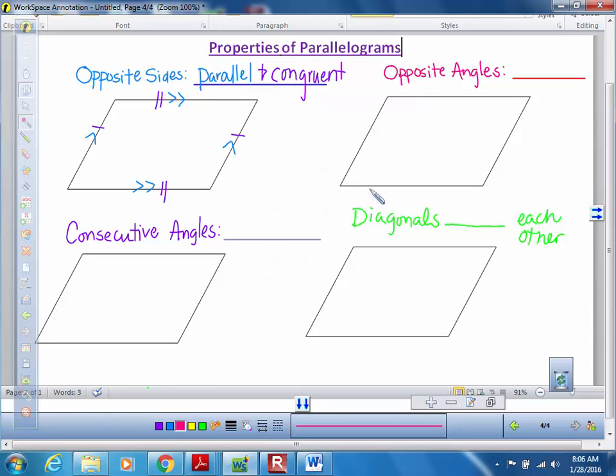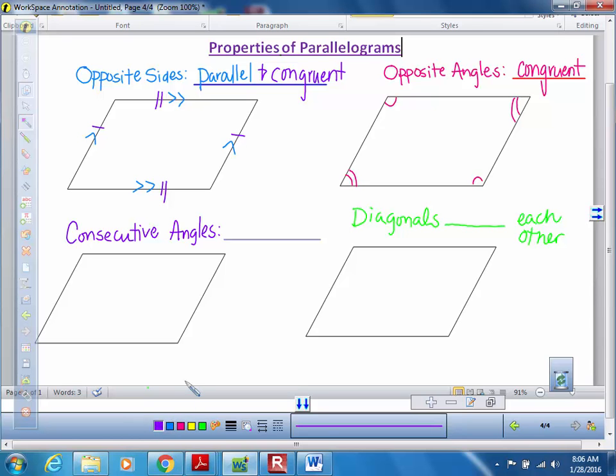Another property that a parallelogram has is that opposite angles are congruent as well. So when we're looking at opposite angles, we're looking at opposite corners. So that means that this angle and this angle are congruent, and then this angle and the one opposite here are also congruent.